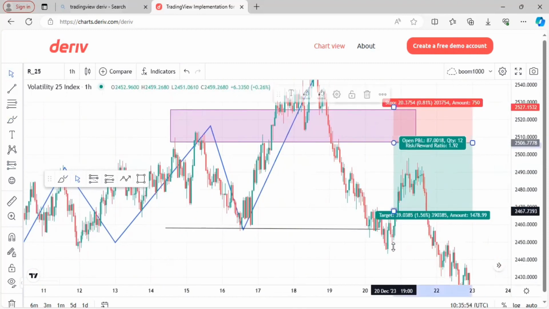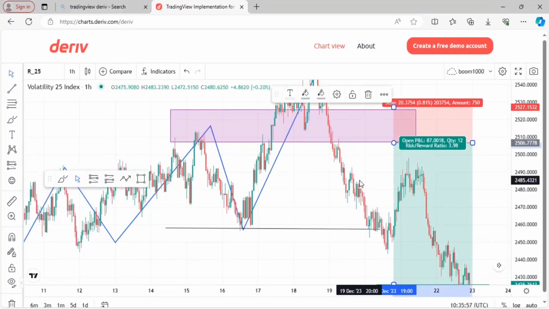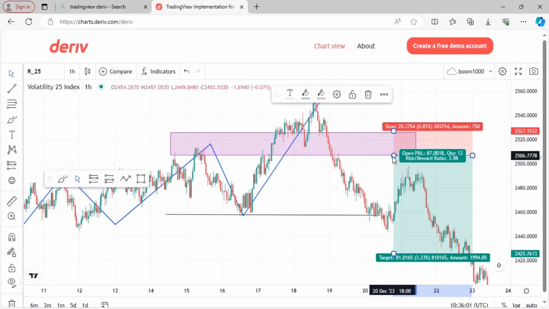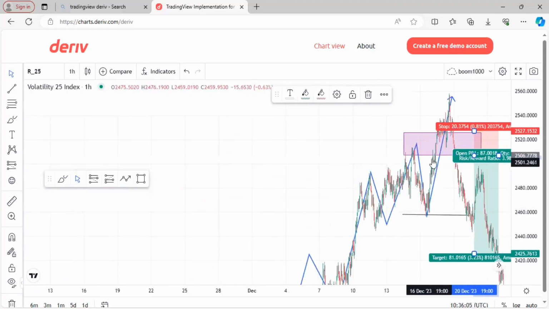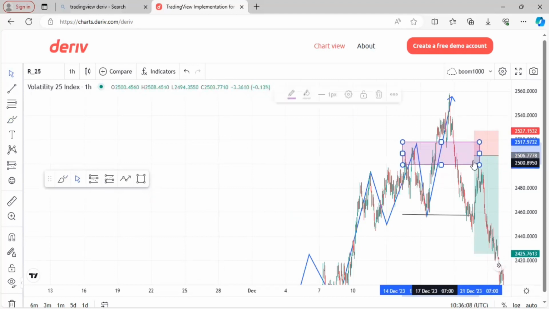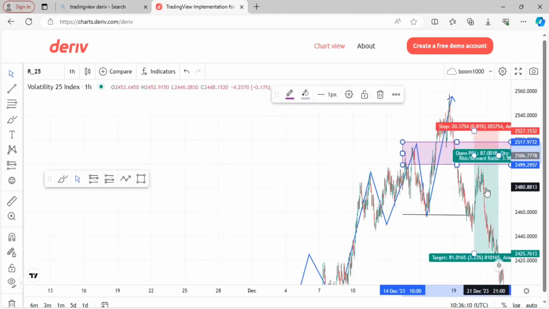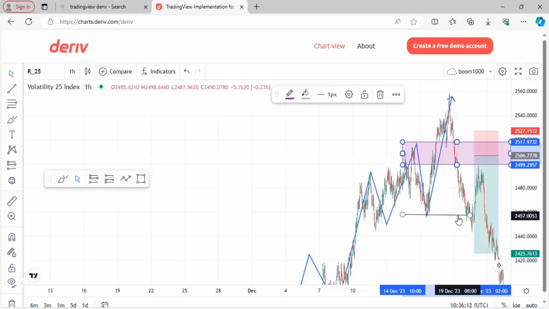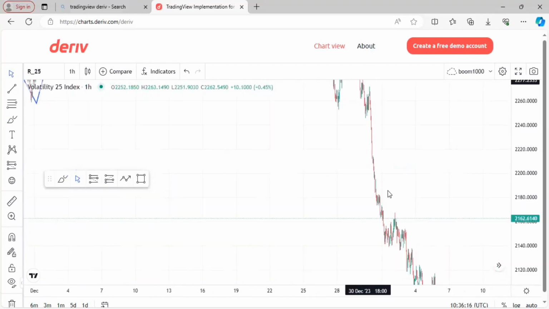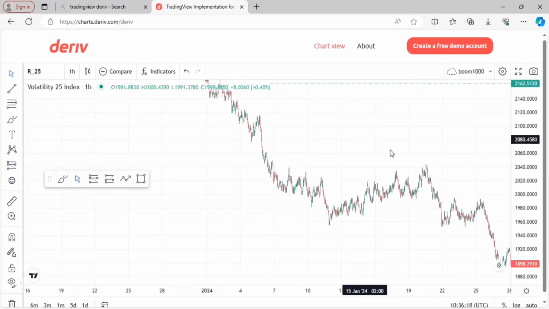Okay, so this is one of the issues I'm going to talk about in my next video. See, it didn't exactly come here, but we could have still got it. But this is the general idea. It didn't really come to our zone, so we would have missed this trade, even though it followed the criteria. Let's look at this one too.